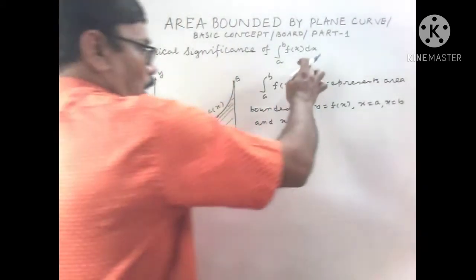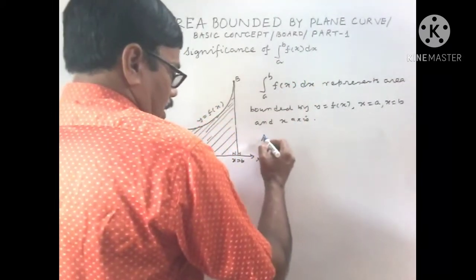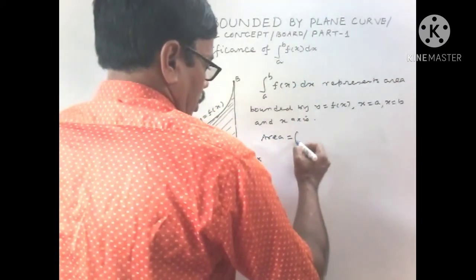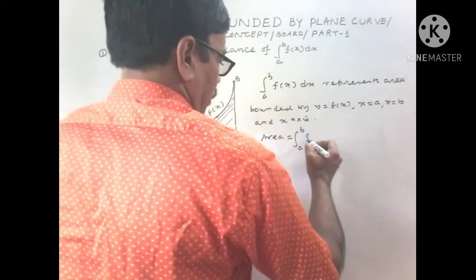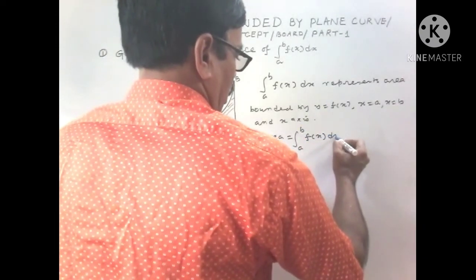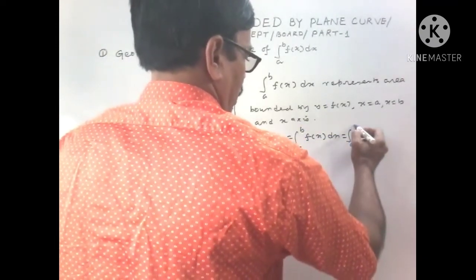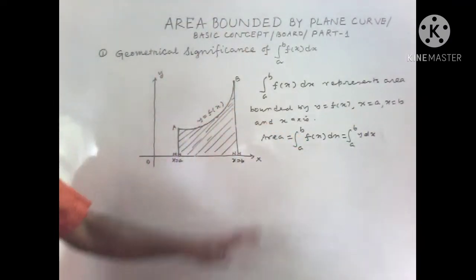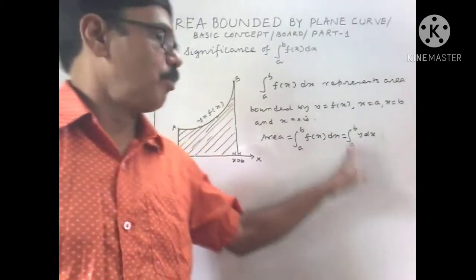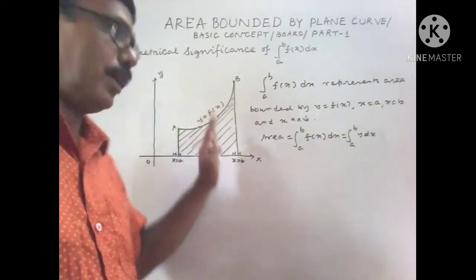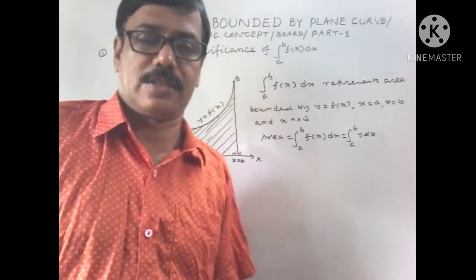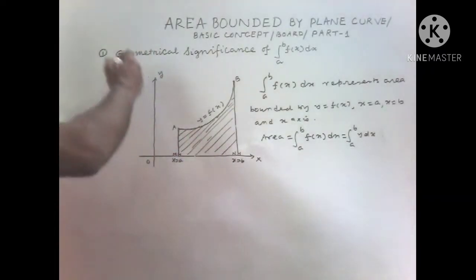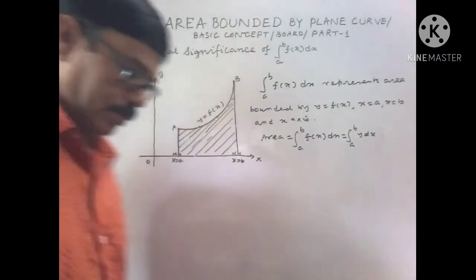So area equals integration a to b f(x) dx, that is, a to b y dx. So this is the formula for finding area bounded by a curve, 2 ordinates, and the x-axis. So this is the geometrical significance.